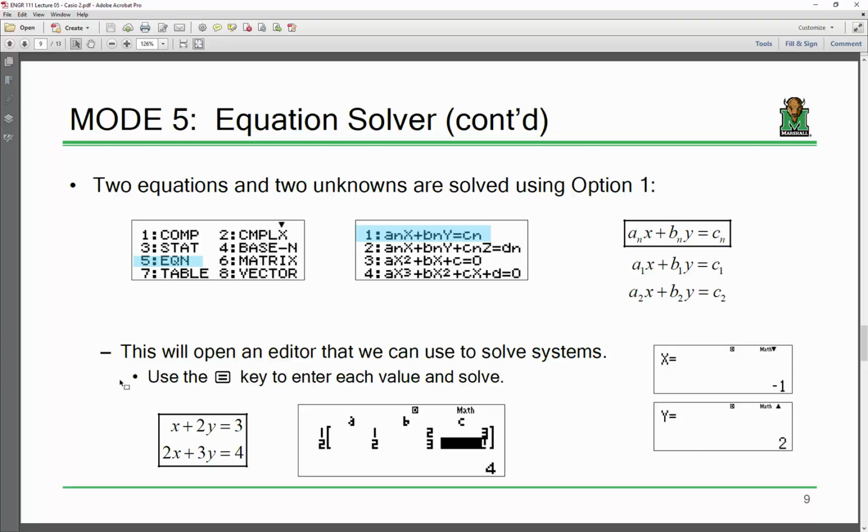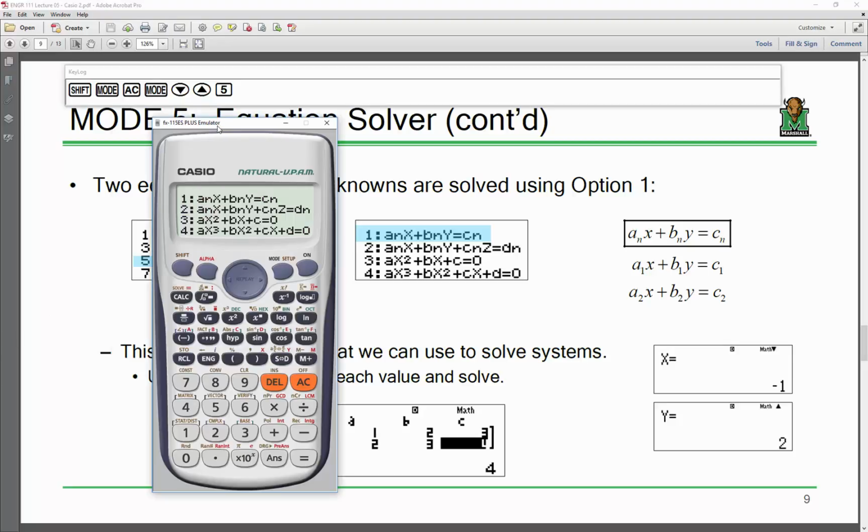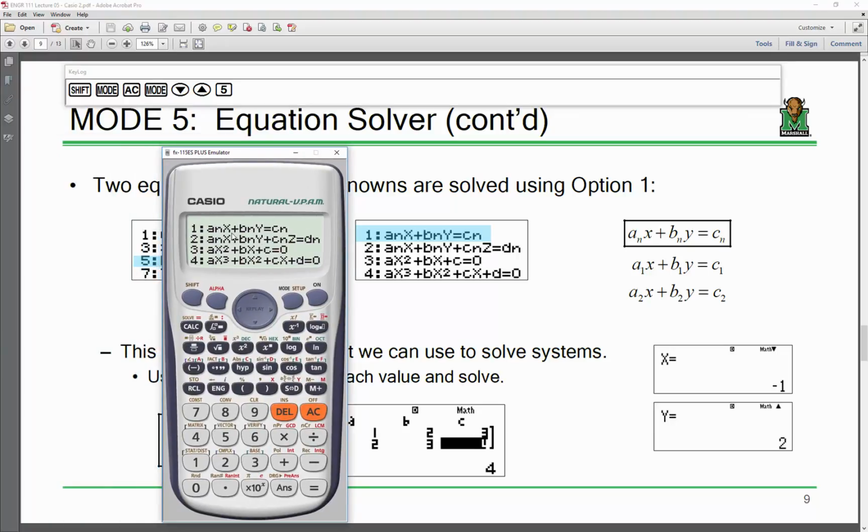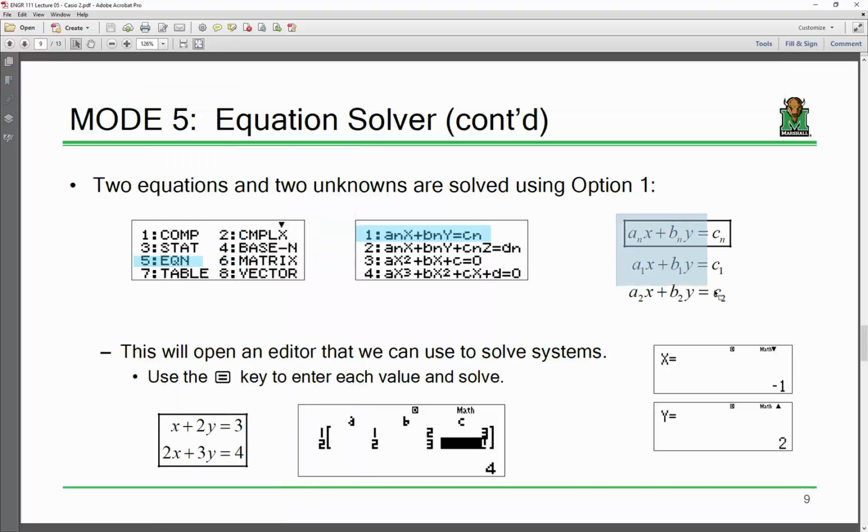Now, what I want to do is go through and discuss how the calculator goes about this. If you notice, we've got 4 modes. We're going to select mode 1 because mode 1 is really referring to the 2x2 equations, so, for instance, a n x plus b n y equals c n. It's basically saying equation 1 and equation 2.